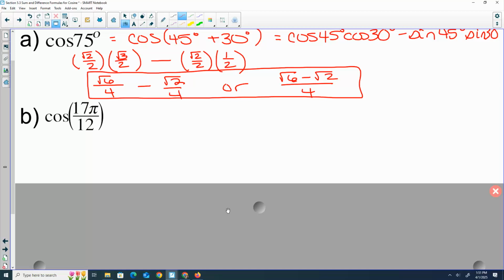So let's say I asked for the cosine of 17 pi over 12. This is usually harder if it's written in radians, because when you add and subtract fractions, you have to get a common denominator anyway. So my recommendation, if I give you something in radians, go ahead and just convert it into degrees. Remember, we do that by multiplying by 180 over pi. So 17 over 12 times 180.